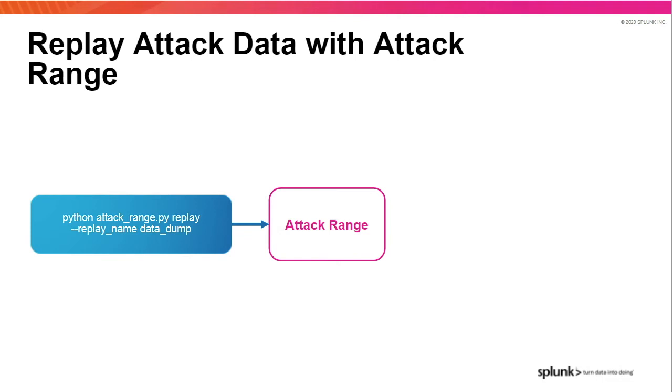The Attack Range environment consists of multiple Windows servers and a Splunk server. Everything is already pre-configured and you can use it out of the box. The second way of replaying attack data is the replay command, which will take the downloaded attack dataset and index it into the test index of the Splunk server of the Attack Range. Afterwards, you can use the attack data for detection development, detection testing, and training.